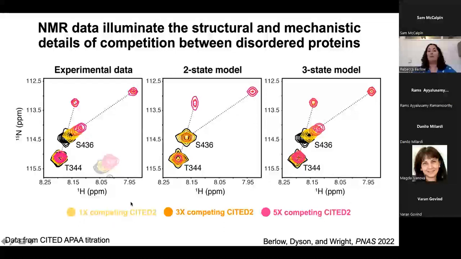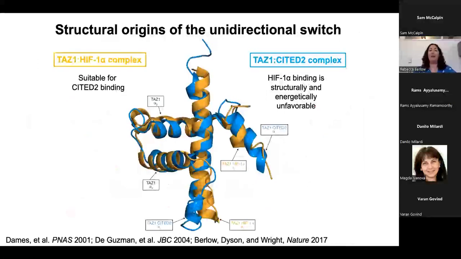What we're able to observe is that these are experimental data here on the left. I think it's pretty obvious that this 2-state model cannot recapitulate what we observe experimentally. But if we allow ourselves to use the 3-state model and invoke the ternary complex, we're now able to model the experimental data almost perfectly. And so this was a really nice confirmation, once again, of the ability of CITED2 to bind to TAZ1 already bound to HIF-1 alpha and form a ternary complex.